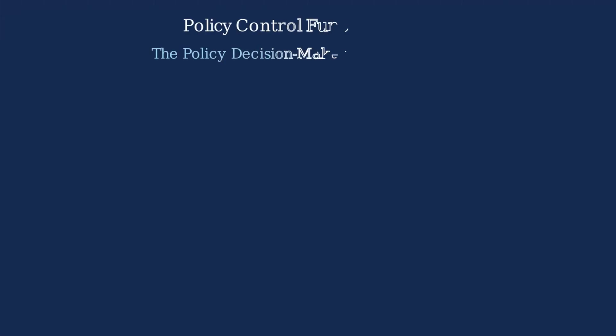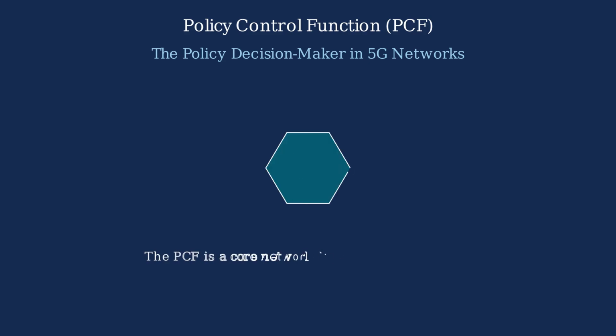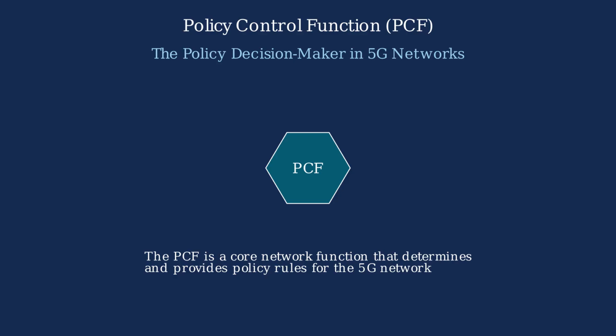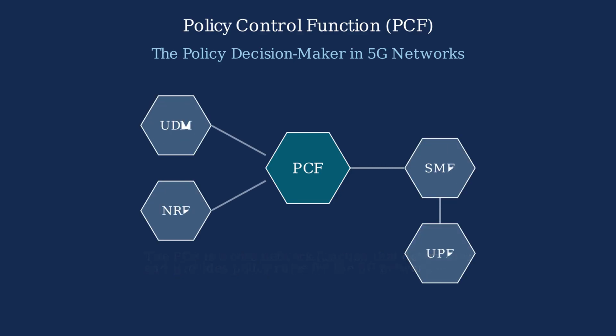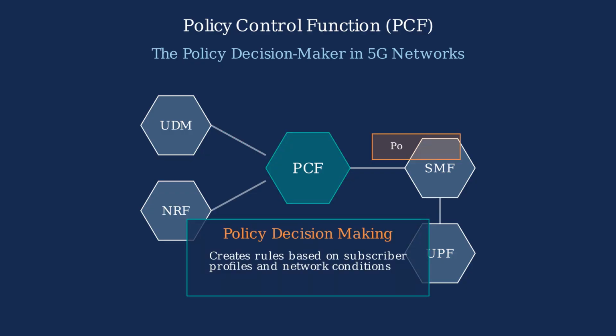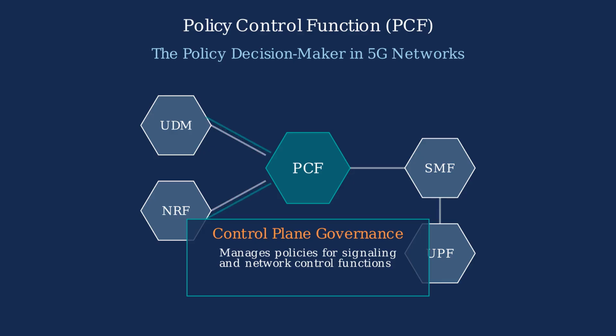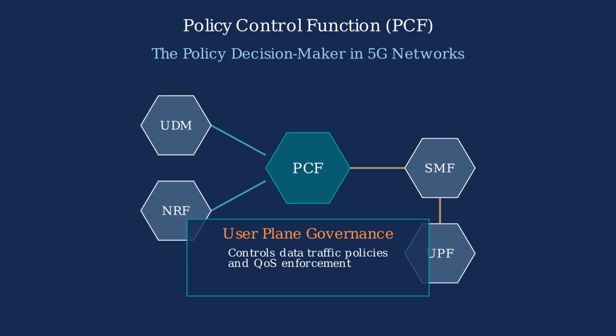The policy control function, or PCF, is a critical component in the 5G architecture. It serves as the central policy decision maker for the entire 5G network. The PCF interacts with multiple network elements to enforce its policy decisions. One of the PCF's primary functions is creating policy rules based on subscriber profiles and network conditions. The PCF governs control plane functions through policy rules, managing how network signaling operates. It also governs user plane functions through policy enforcement, controlling how data traffic flows through the network.